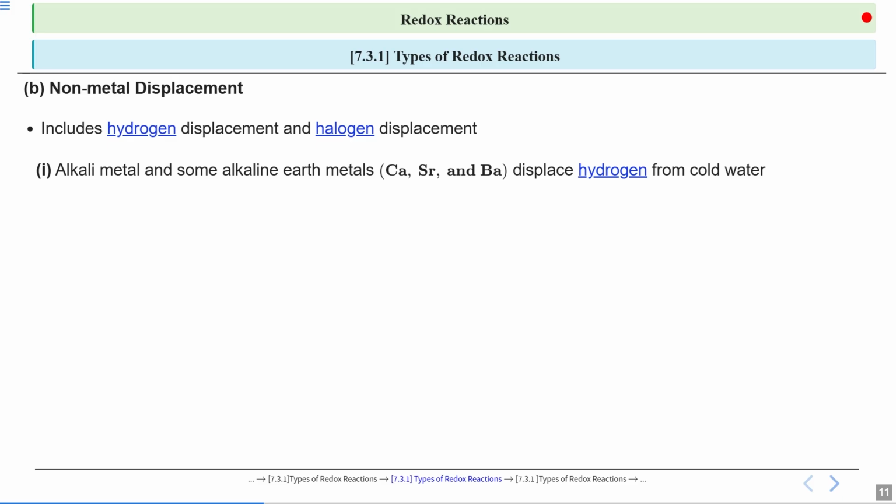Okay. So if we consider the alkali and some alkaline earth metals, what are these? These are generally good reductants, and hence what will they do? They will easily displace the hydrogen from cold water, because they have strong reducing power.